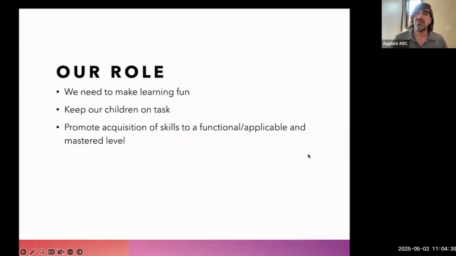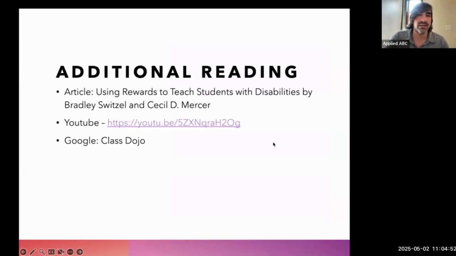Our role: we need to make learning fun. We need to keep our children on task. And we need to promote acquisition of skills to a functional, applicable, and mastered level. All of this contributes essentially to our being able to accomplish those goals.